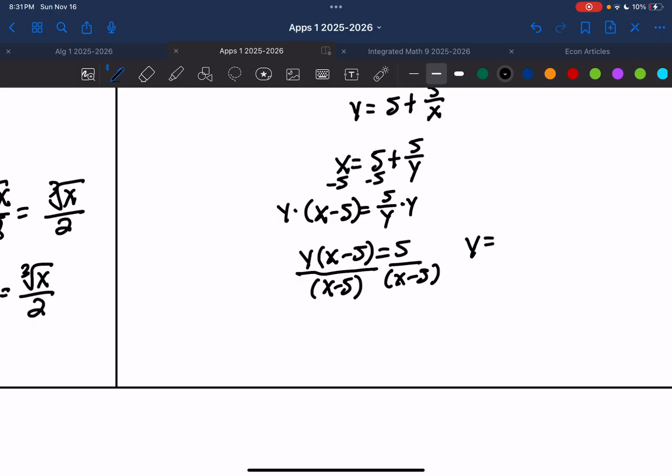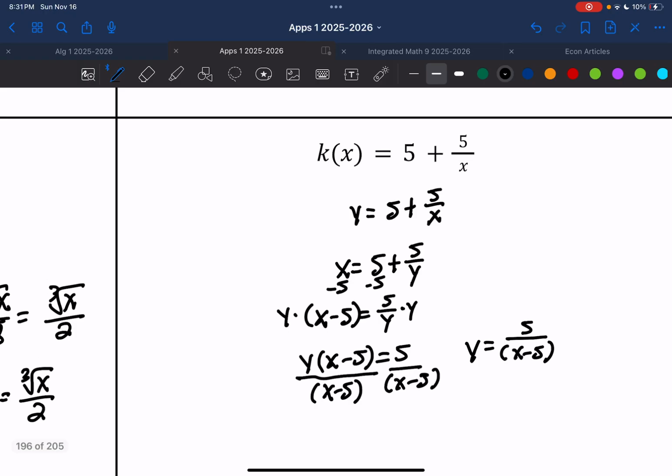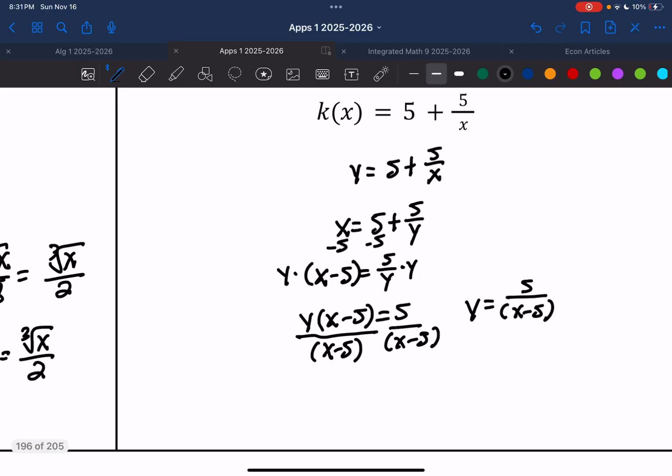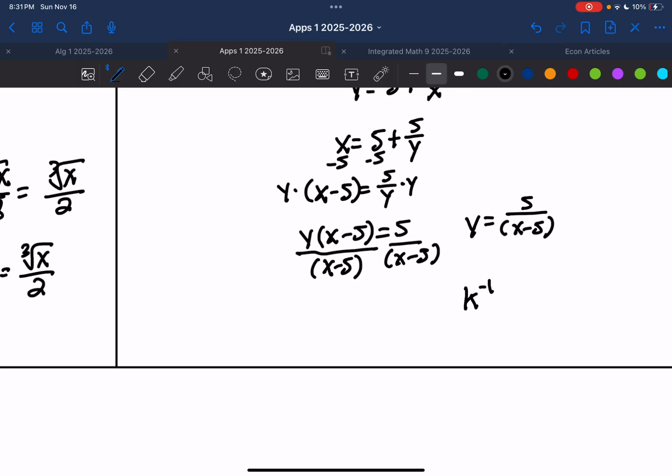Meaning that my new expression would be y is equal to 5 over x minus 5, meaning that the inverse, if k of x is 5 plus 5 over x, then k negative 1 of x is 5 over x minus 5.